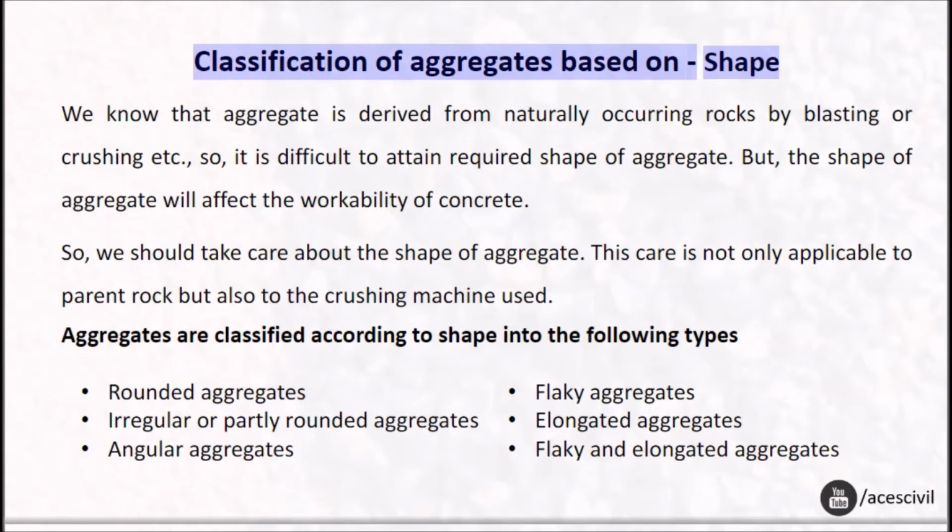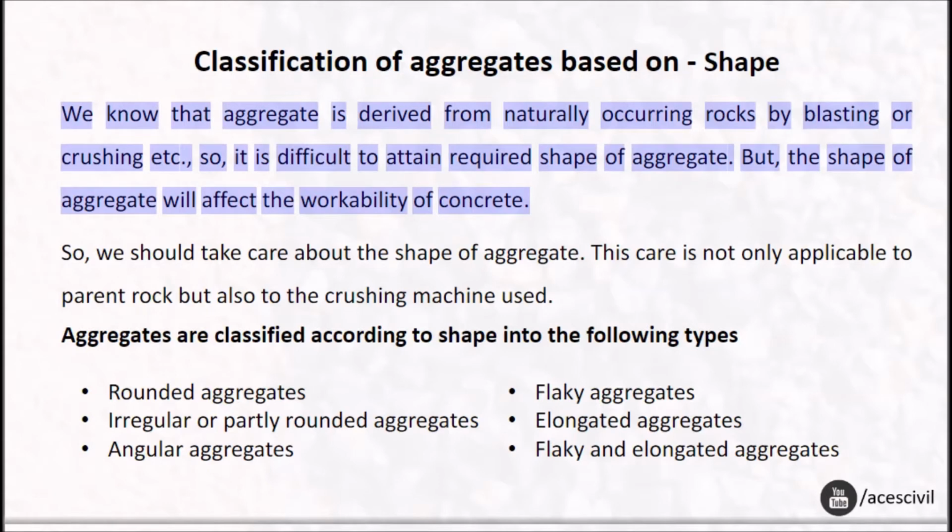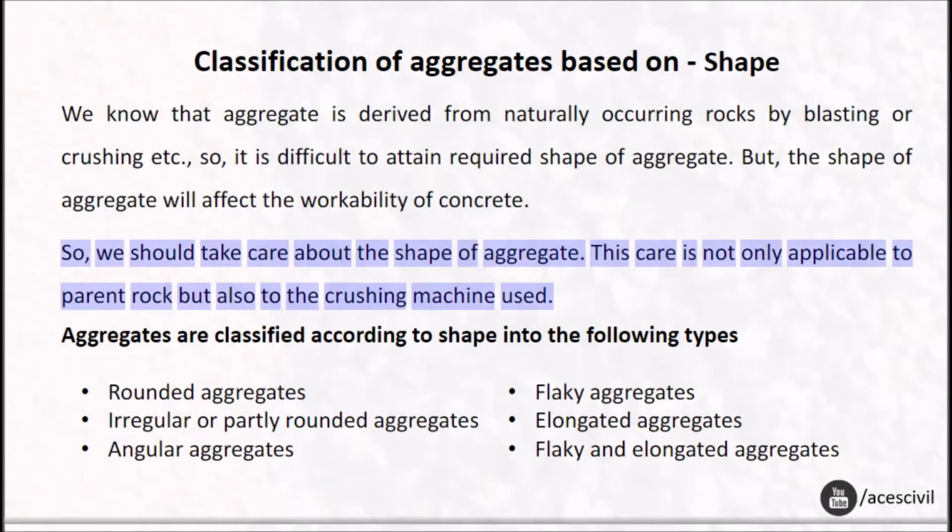Classification of aggregates based on shape. We know that aggregate is derived from naturally occurring rocks by blasting or crushing etc., so it is difficult to attain the required shape of aggregate. But the shape of aggregate will affect the workability of concrete. So we should take care about the shape of aggregate. This care is not only applicable to the parent rock but also to the crushing machine used.